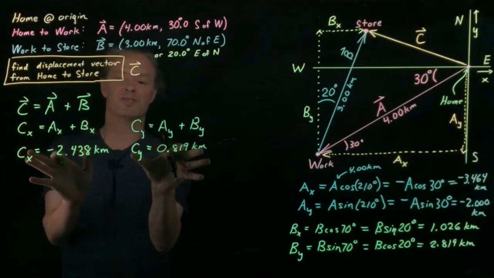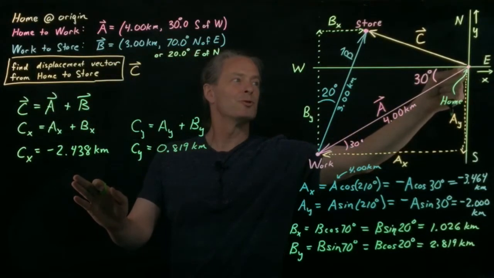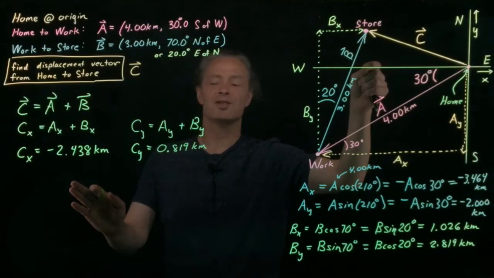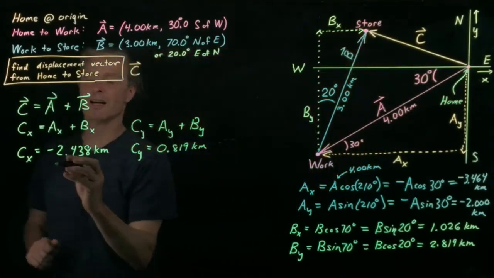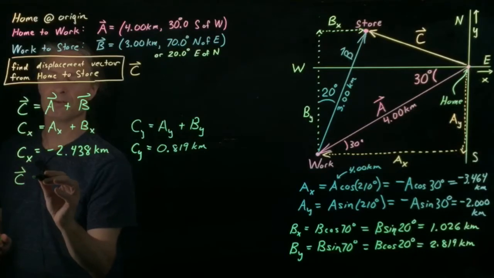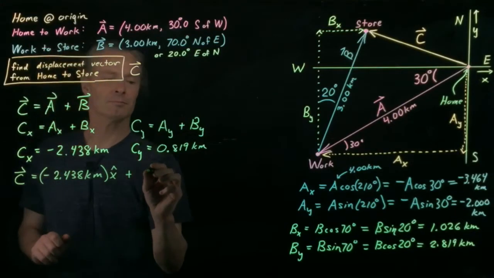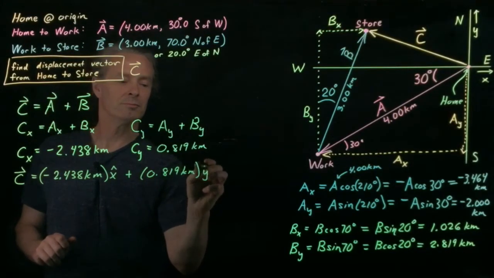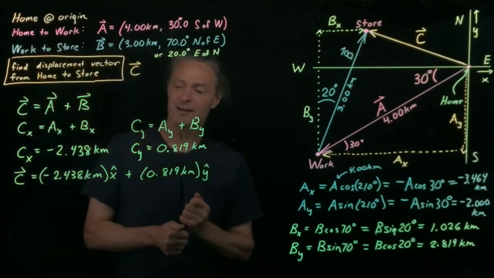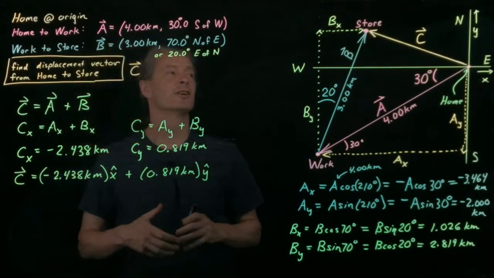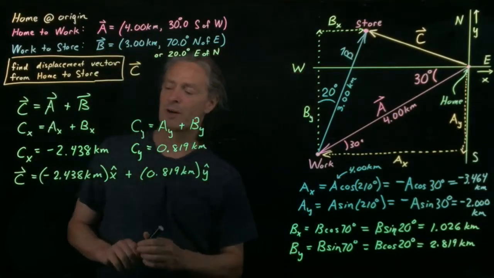All right, so I can already represent my vector c one of several different ways. I could represent it in terms of these components. So from the origin, go 2.438 kilometers in the negative x direction, go 0.819 kilometers in the y direction, and that would give me my vector c. I can write that out in unit vector notation. And if you prefer i hat and j hat instead of x hat and y hat, that's fine. i hat, j hat, and k hat correspond to x hat, y hat, and z hat for the Cartesian unit vectors. So that's one way to represent our answer.